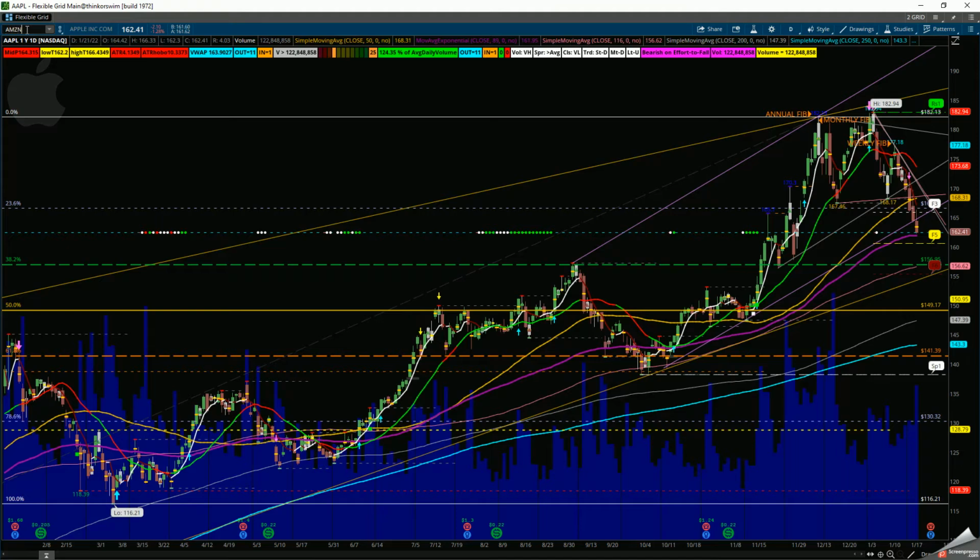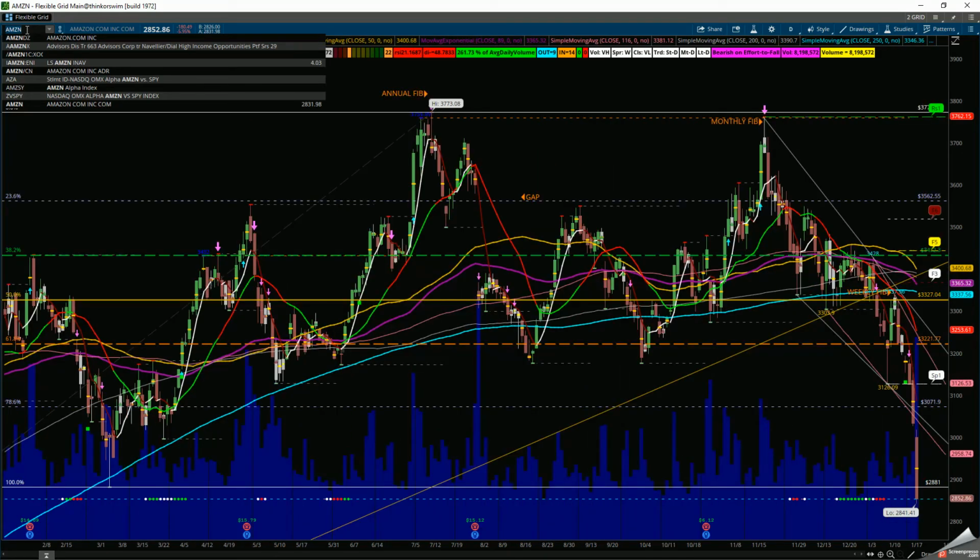So let's take a look at Amazon. Amazon is in a similar situation in the last 2, 3 days. There's a lot of heavy selling in Amazon.